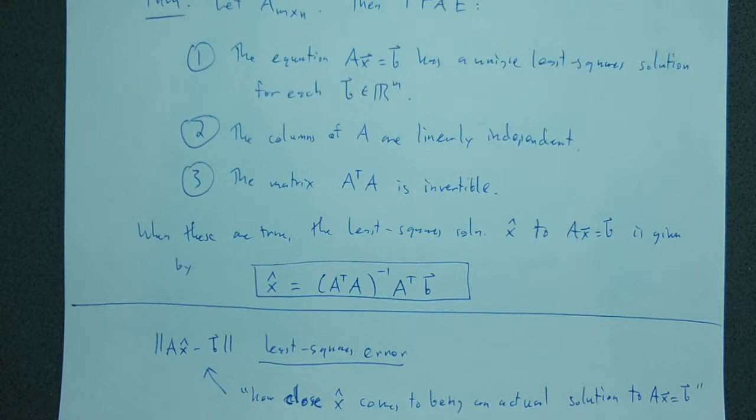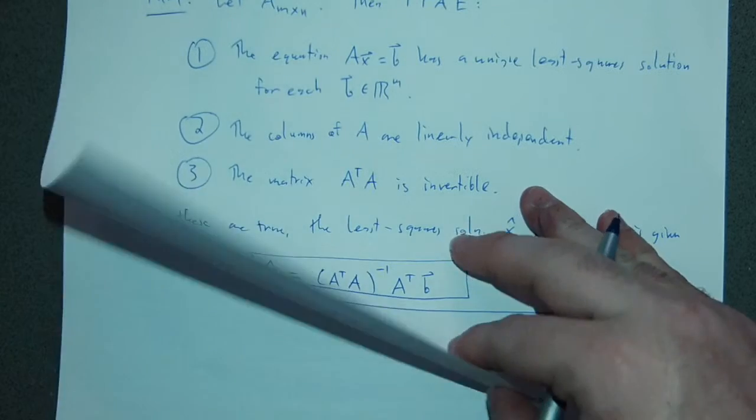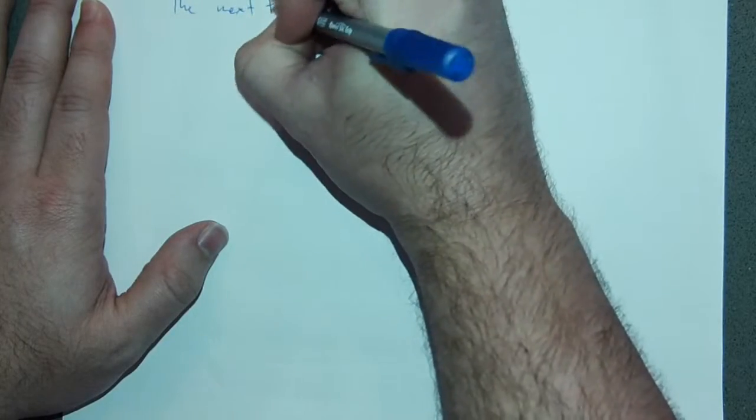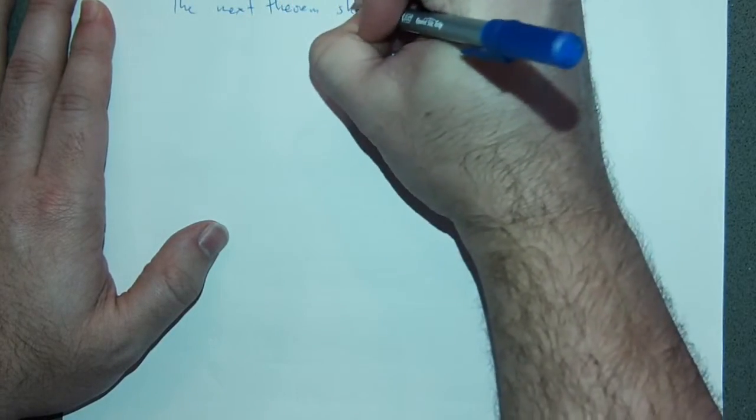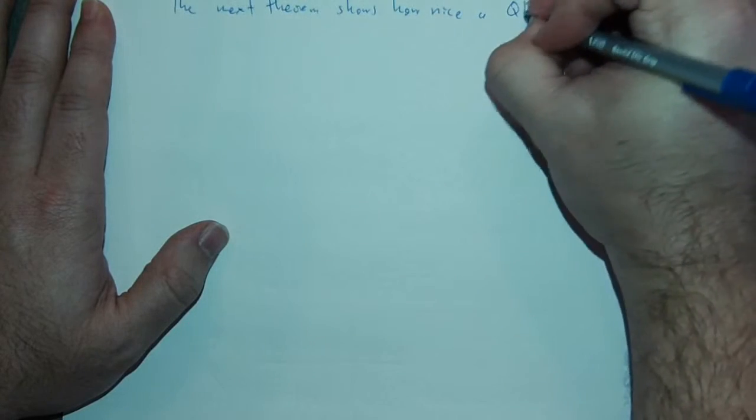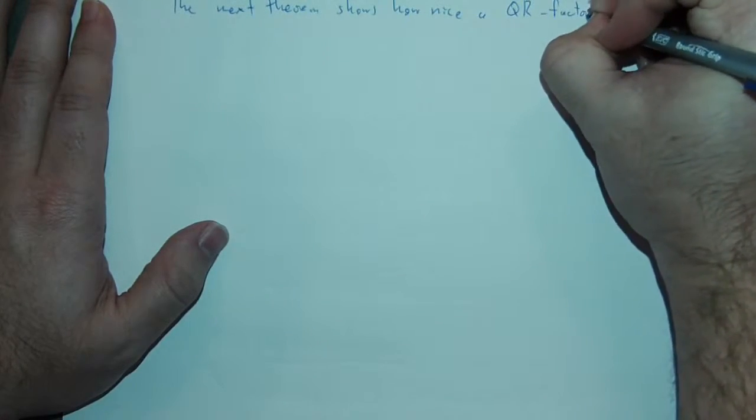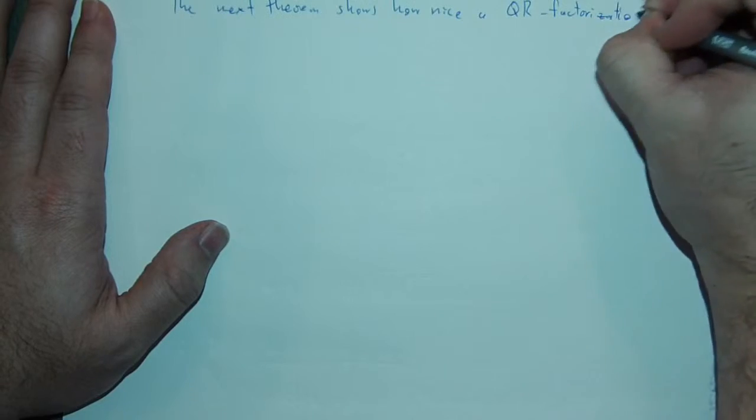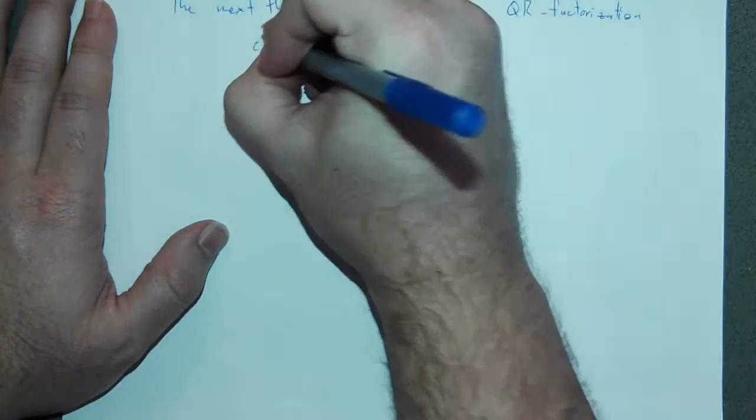Okay, now we went through this business of the QR decomposition for a reason, and it's that when you have a QR factorization, least squares stuff becomes real easy. So the next theorem shows how nice a QR factorization can be. It's not the only reason it's nice, but it is a reason.